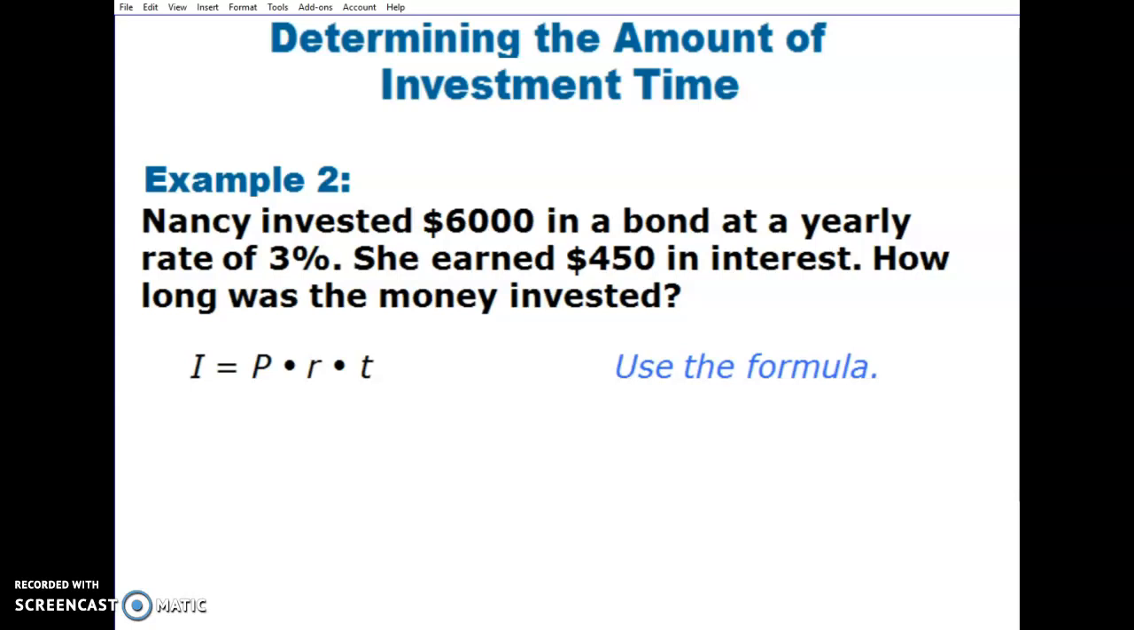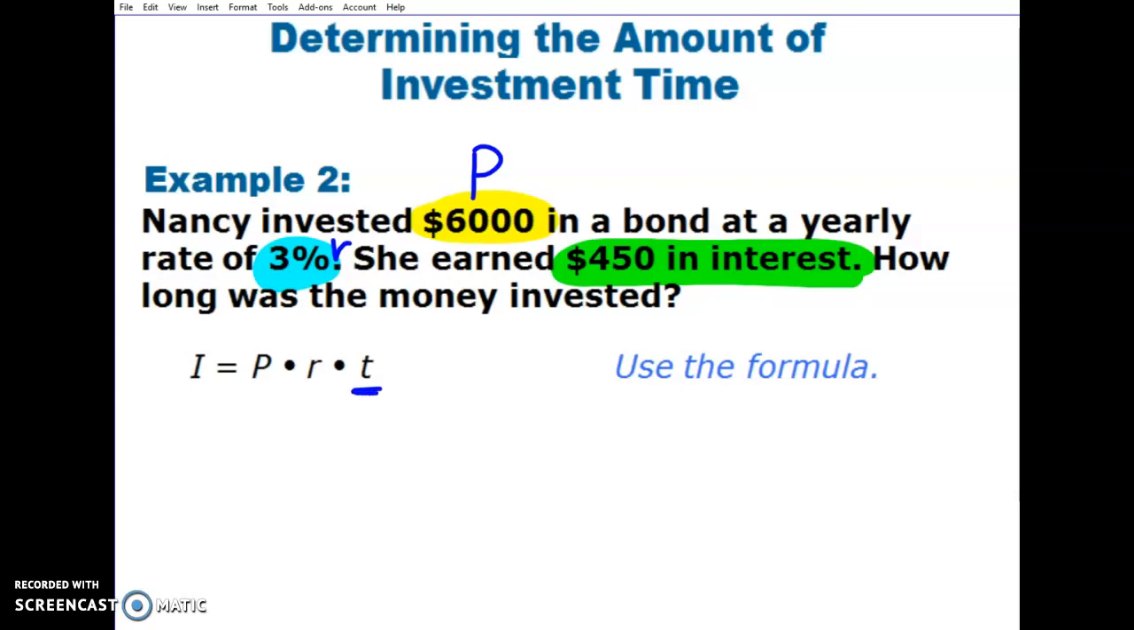All right, our next one. Nancy invested $6,000 in a bond at a yearly rate of 3%. Ooh, this one's a little different. She earned $450 in interest. How long was the money invested for? So if I look right here, I know this is $6,000. I know that's my principal. I know that my rate is 3%. That's my rate. But they're telling me now instead what my interest is. And I'm going to figure out how long the money was invested for. So I'm going to be figuring out my time here.